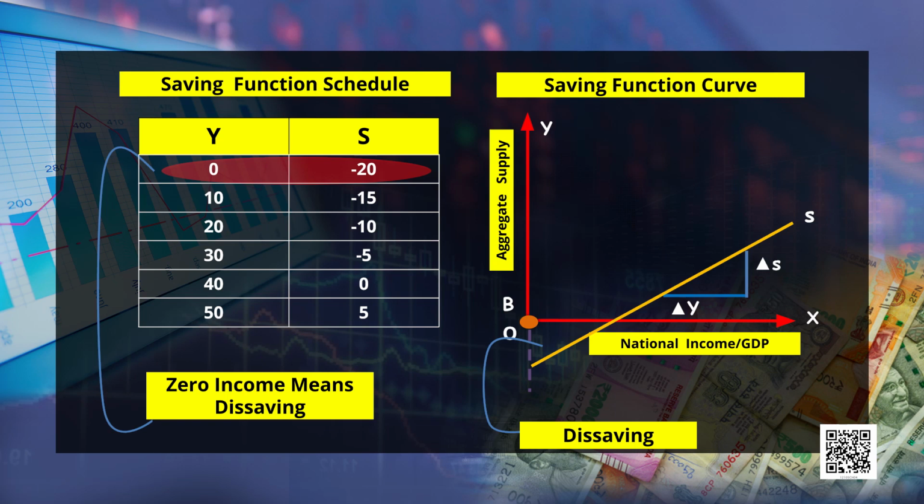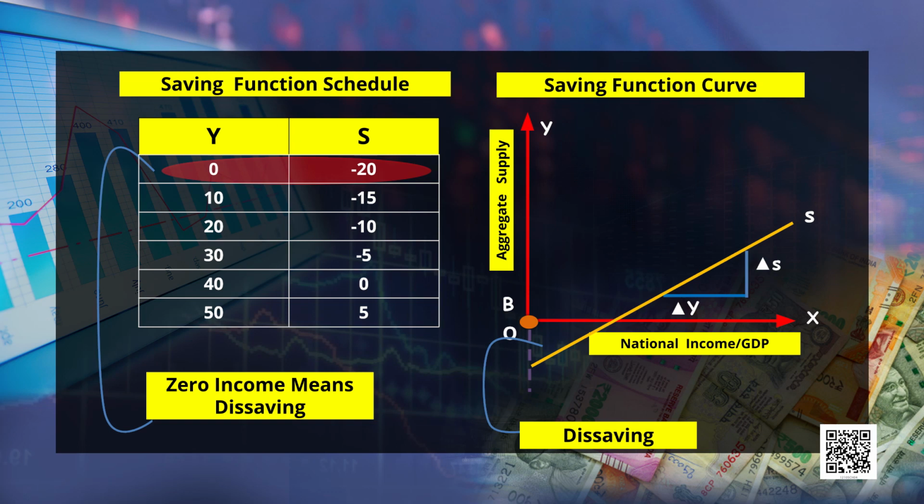First of all, we draw the consumption curve, which will always start from above the origin, that is at a point on y-axis, and it will move upwards. As we have already discussed, it is a positively sloping curve. This shows induced consumption.